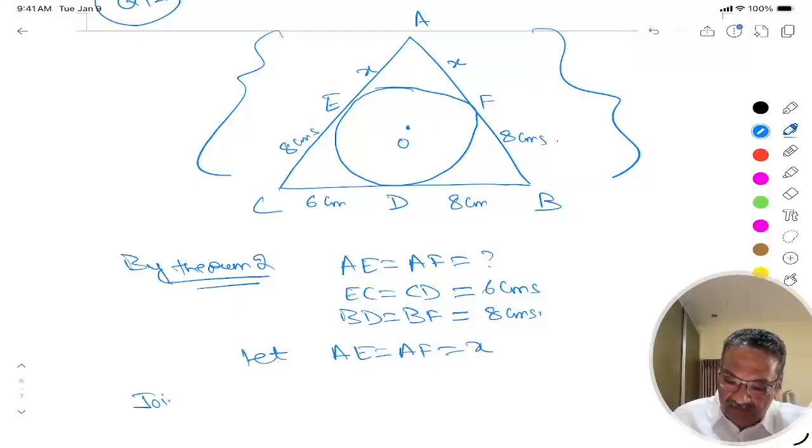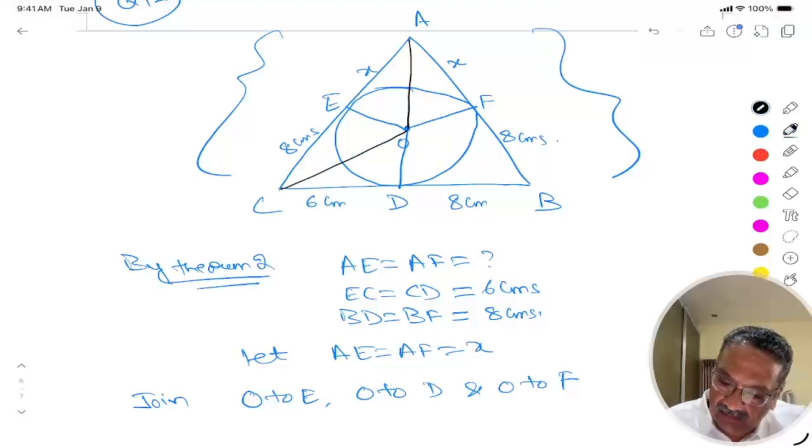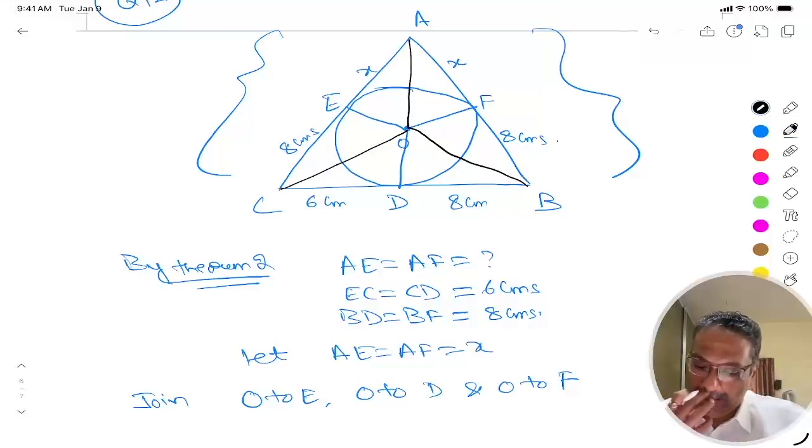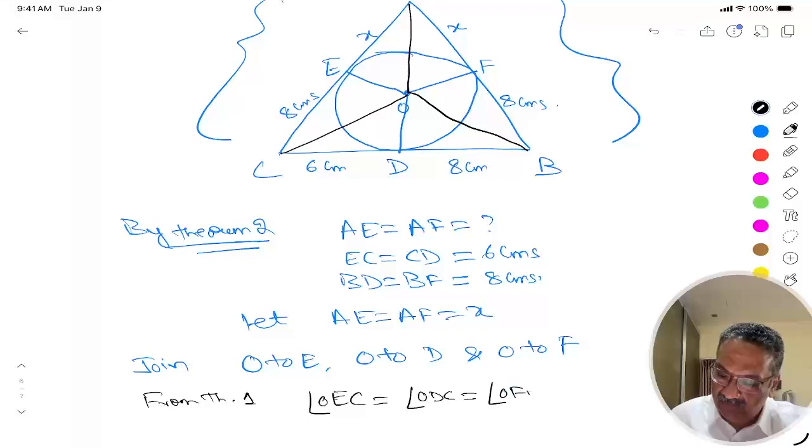Join center O to E, O to D and O to F. Right. I will join this O to D and O to F. Okay. Now I will also join A to O. Okay, this is a nice one. Now from theorem 1 we have angle OEC is equal to angle ODC equal to angle OFB is equal to 90 degree. That is, this is 90 degree, this is 90 degree, this is 90 degree.